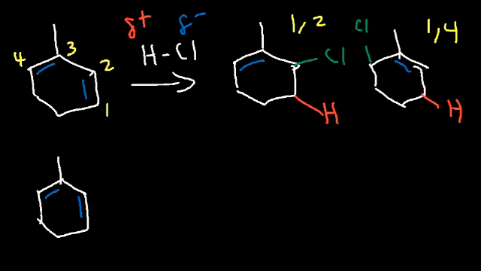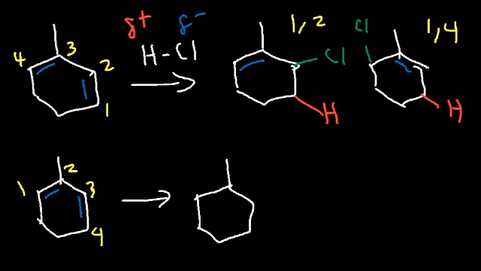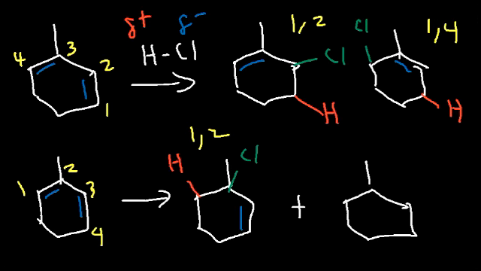So this time, let's say this is carbon 1, 2, 3, and 4. So hydrogen is going to go on carbon 1, and the Cl is going to go on carbon 2, and a double bond is going to be between 3 and 4 for the 1,2 addition product. Now for the 1,4, the hydrogen is going to remain on carbon 1. We're going to put the chlorine atom on carbon 4, and the double bond is going to be between 2 and 3. So that's the 1,4 product.